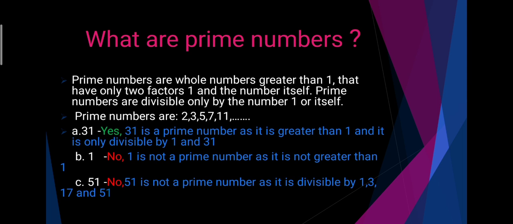31. As the number 31 is greater than 1 and it is only divisible by 1 and 31, so it is a prime number. 1. As it is not greater than 1, it is not a prime number. Number 51 is divisible by 3, 17 and 51. So the number 51 is not a prime number.